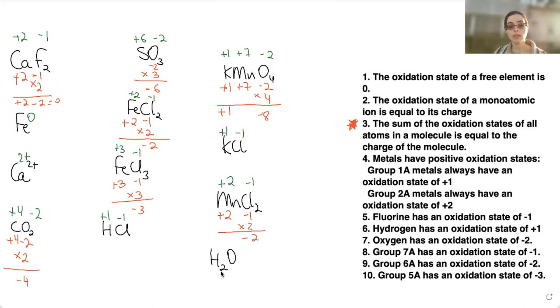And then finally, let's do water. So water, we go through the rules. Number 1, number 2, number 3 don't work. Number 4, no. Number 5, no. Hydrogen, right? That's the only one that works here. So +1 times 2, we get +2. And then oxygen has to be -2.